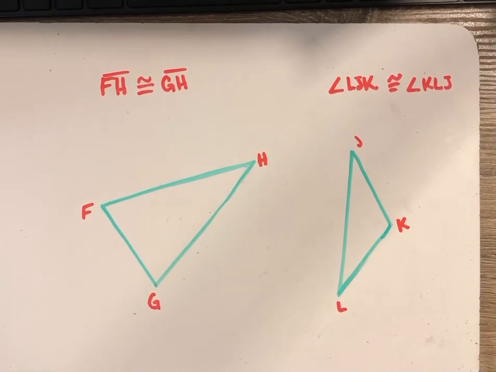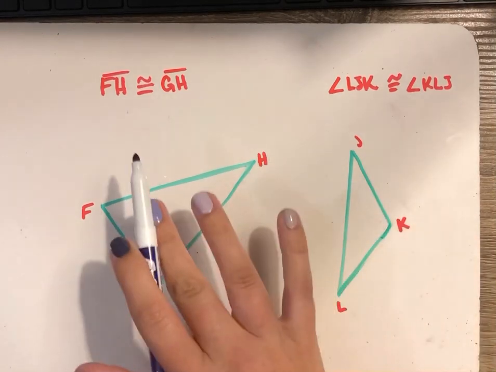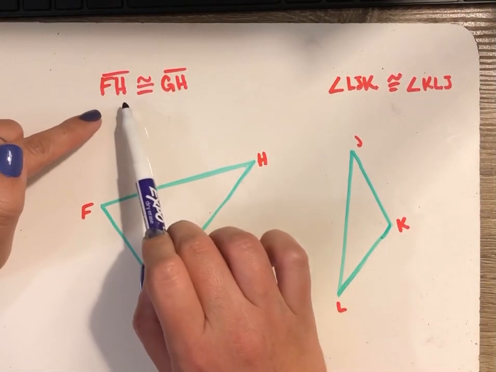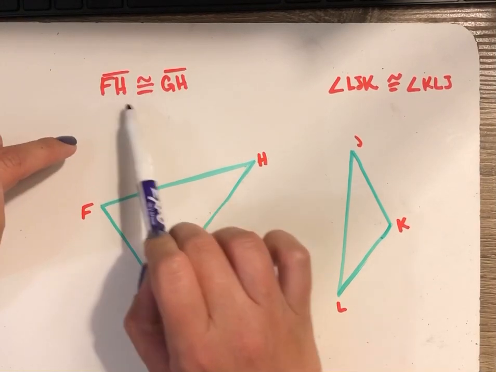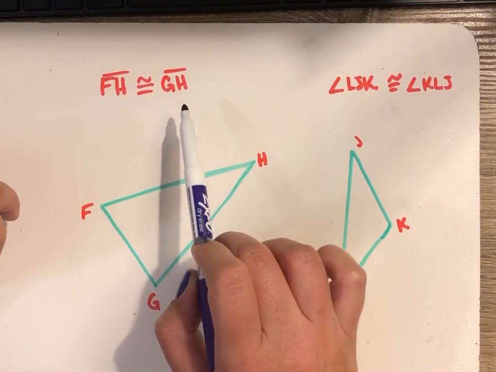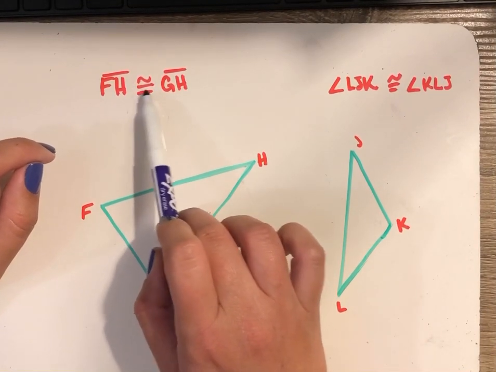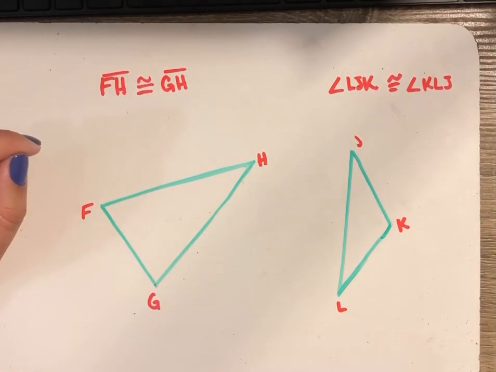So we're going to look at how to mark on diagrams when I have congruent pieces, so congruent angles or congruent segments or sides. So in this first example on the left, we're given some information up here that segment FH is congruent to segment GH. As a reminder, this symbol means congruent. It's an equal sign with a little squiggly on top of it.